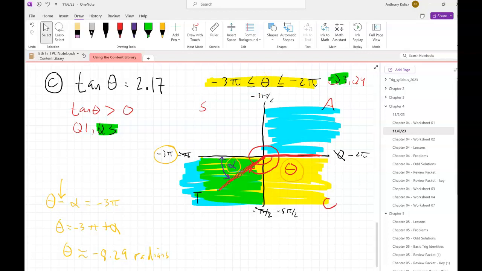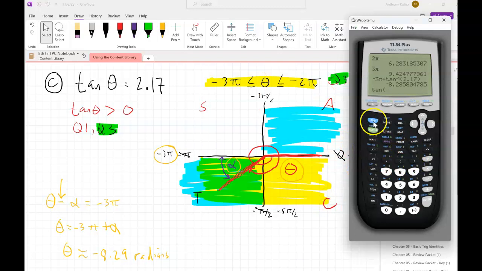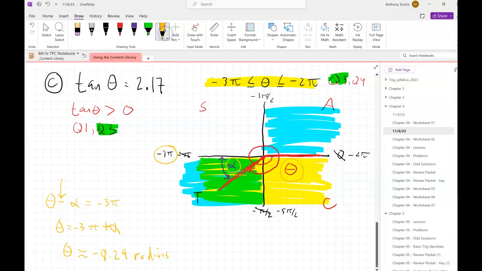And let's check that now. So if I do tangent of that angle, what should I be getting? Positive 2.17. And then that negative 8.28, negative 3 pi should be smaller, which it is because it's more negative, right? And then negative 2 pi should be bigger, which it is because it's less negative. So I'm convinced this answer is correct.